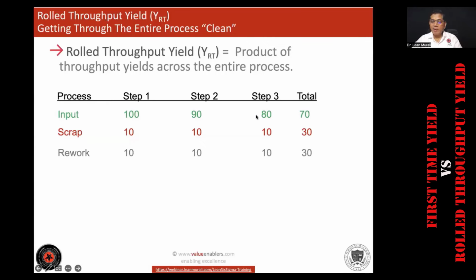And in the third step, 80 was introduced, 20 was defective, it became 60. 10 was reworked, 60 plus 10, which is 70. If this is clear now, type SC super clear in the chat box.